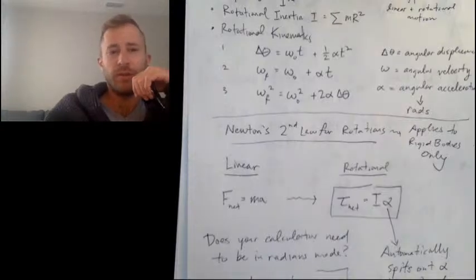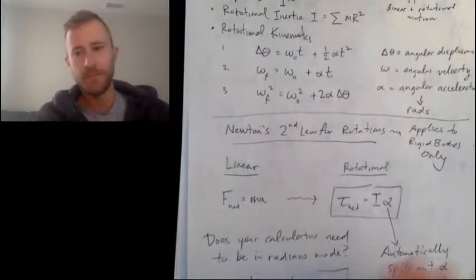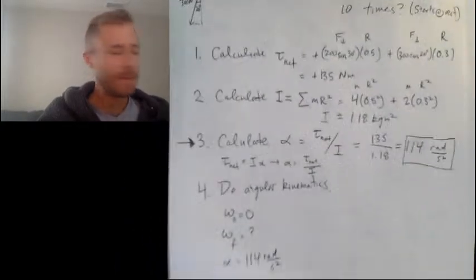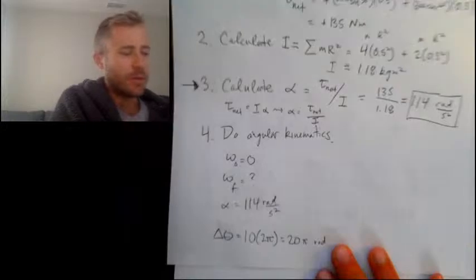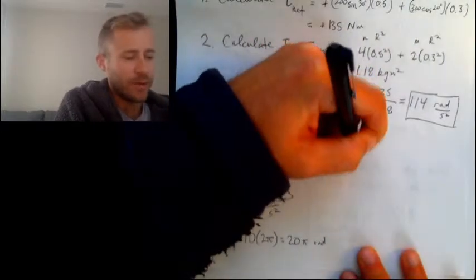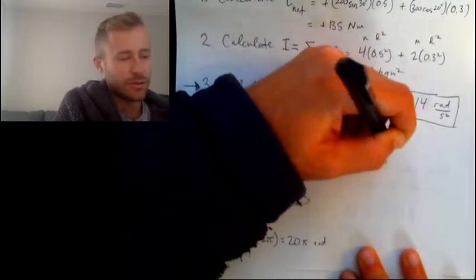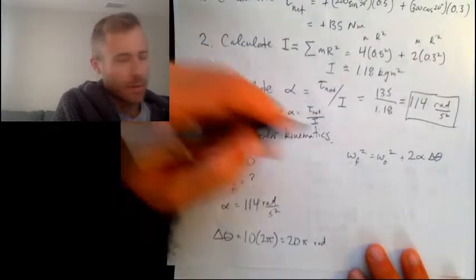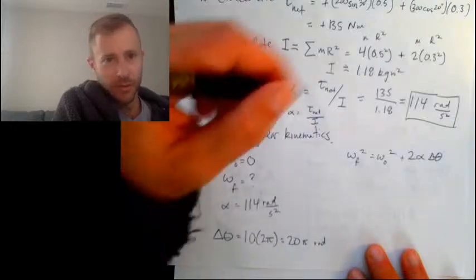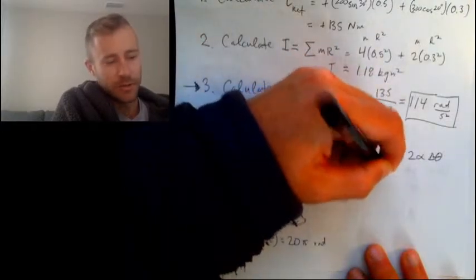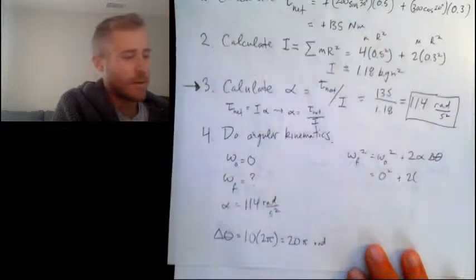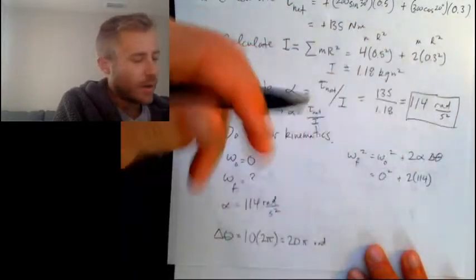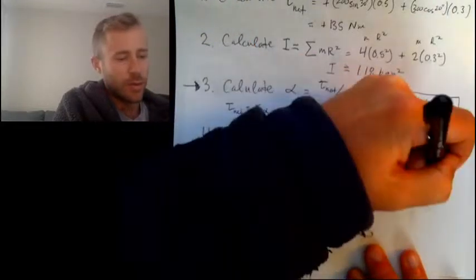All right, no one wants to type it in. Okay, fine. The correct equation is equation 3. So I'm going to use equation 3, which is omega final squared equals omega initial squared plus 2 alpha delta theta. Omega final I'm trying to solve for, so I leave it as a variable. Omega initial is 0. Alpha is 114. And delta theta is 20 pi.